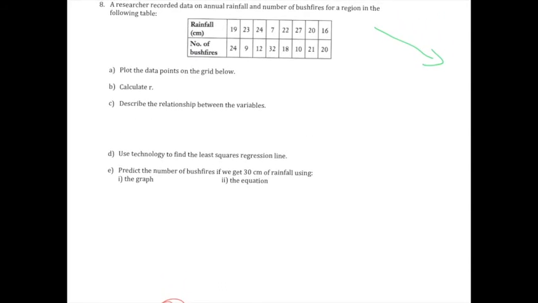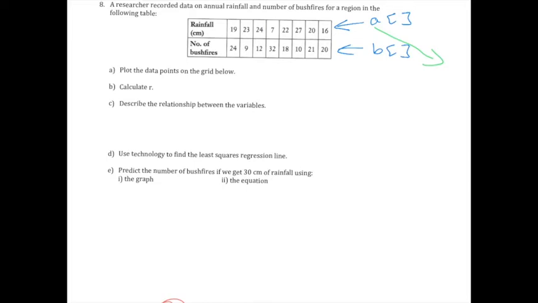Plot the points and then calculate R. The only way to do that is with our calculator. Put rainfall in column A and bushfires in column B. You might use headings. What headings would you use? R and B. If you want to use words, you might do rain and bush or something like that. Your choice. You technically don't have to use headings in your columns, but sometimes it helps to remember which one's which. So I'll let everyone do that now.